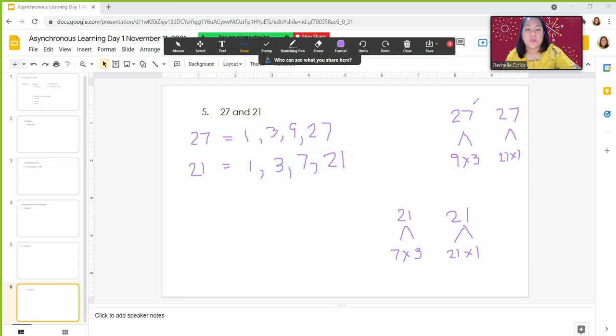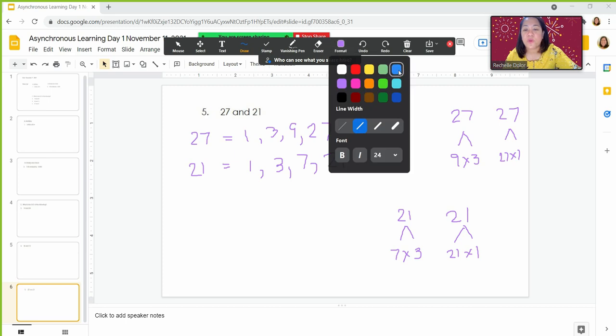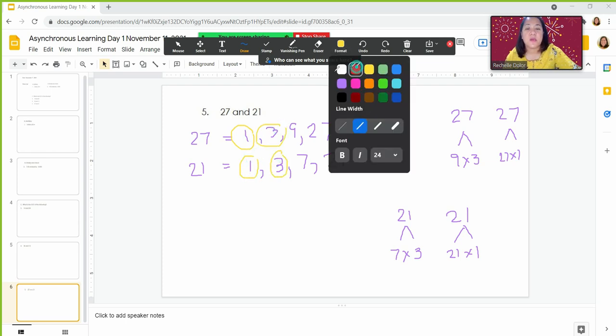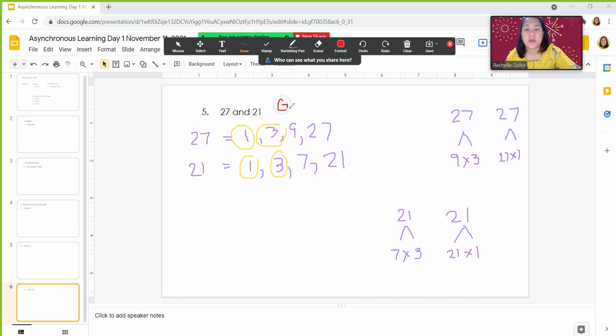So the common factors of 27 and 21 are 1 and 3. But the greatest one is just 3. So the GCF is 3.